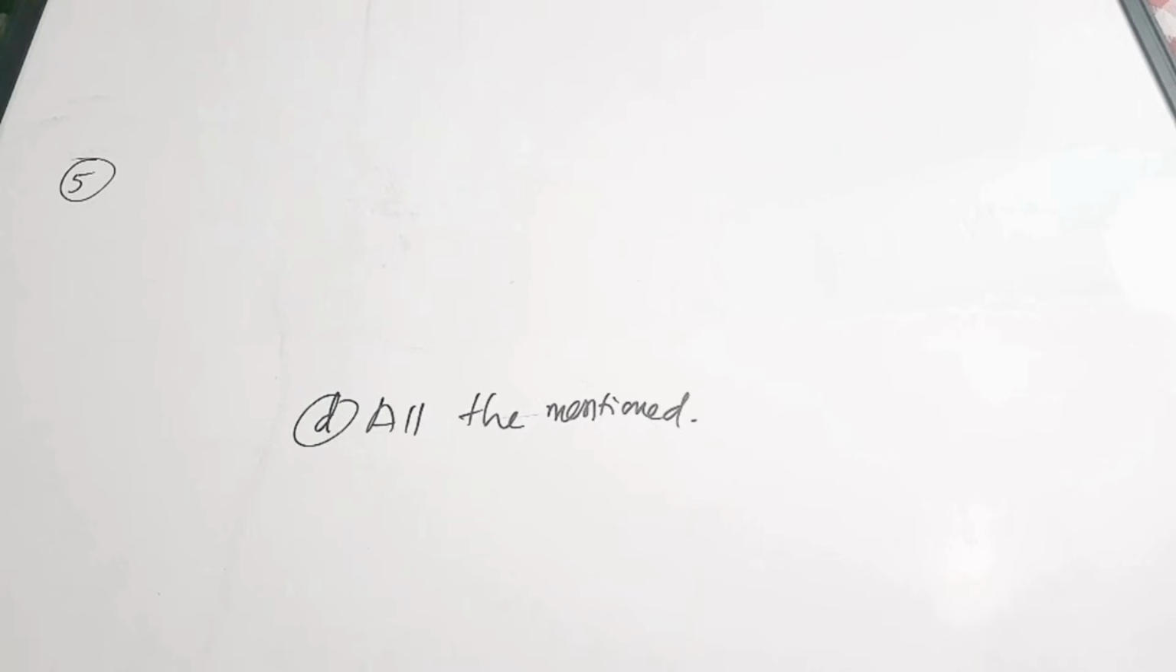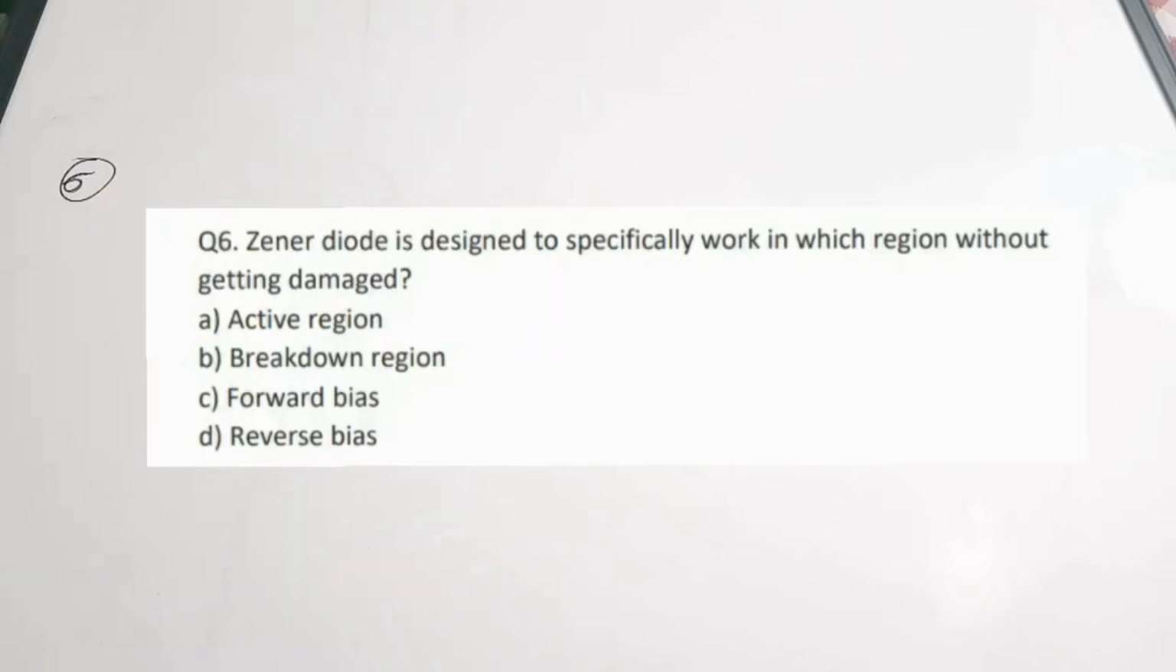Okay, this is the sixth question. I'll remove it. The sixth question is, Zener diode is designed to specifically work in which region without getting damaged? A, active region. B, breakdown region. C, forward bias. D, reverse bias.